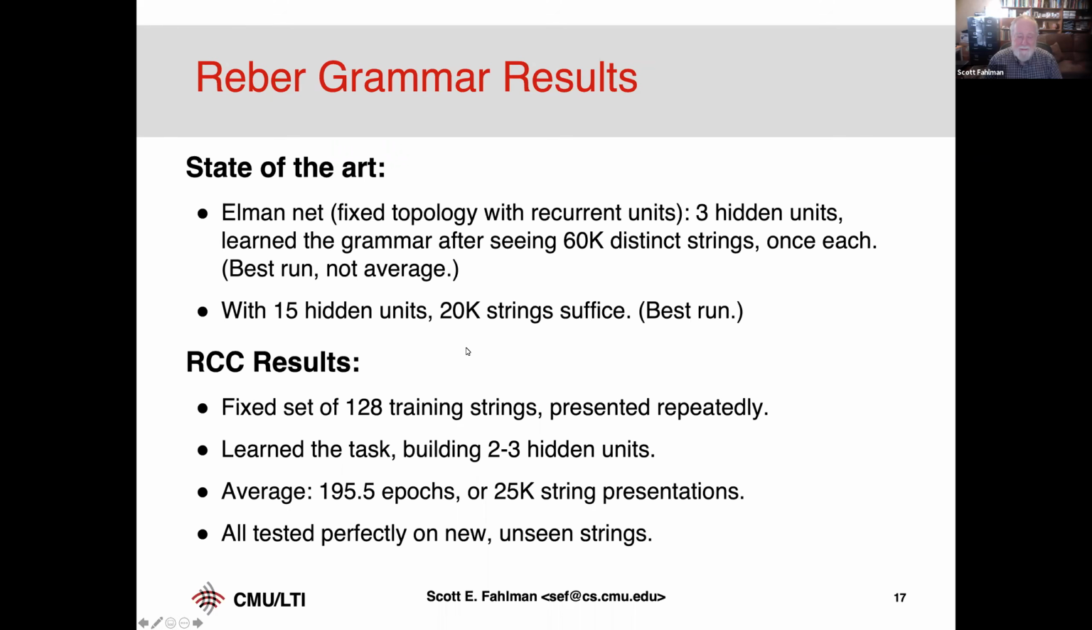They didn't report that. So with recurrent cascade correlation, I made a fixed set of 128 training strings from that grammar. It learned the task building 2 or 3 hidden units. On the average, it took about 200 presentations of these 128 strings, or 25,000 string presentations in all. Okay, so similar number of string presentations, but I was working within a fixed set of strings. And every time it tested perfectly on new unseen strings. The network would learn it every time, building 2 or 3 hidden units. And when you gave it new strings from the grammar, it always worked perfectly.